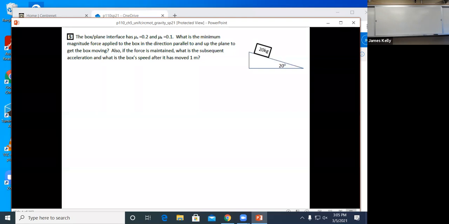We've got a box sitting on our famous inclined plane, inclined at a 20-degree angle to the horizontal. And for some reason, I was really in the mood for 20s this day because there's a 20-kilogram box sitting on it. And we are told that the coefficients of friction between the box surface and the plane surface, the static coefficient of friction is 0.2 and the kinetic coefficient of friction is 0.1.